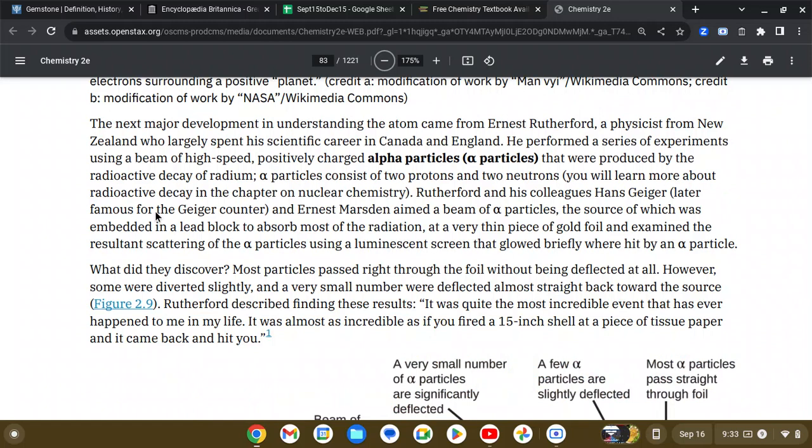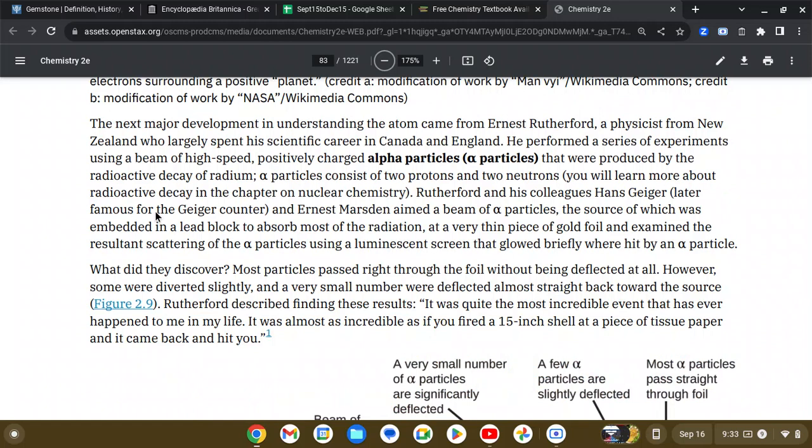Rutherford and his colleagues Hans Geiger and Ernest Marsden aimed a beam of alpha particles, the source of which was embedded in a lead block to absorb most of the radiation, at a very thin piece of gold, and examined the resultant scattering of the alpha particles using a luminescent screen that glowed briefly where hit by an alpha particle. What did they discover? Most particles passed right through the foil without being deflected at all. However, some were diverted slightly, and a very small number were deflected almost straight back toward the source.